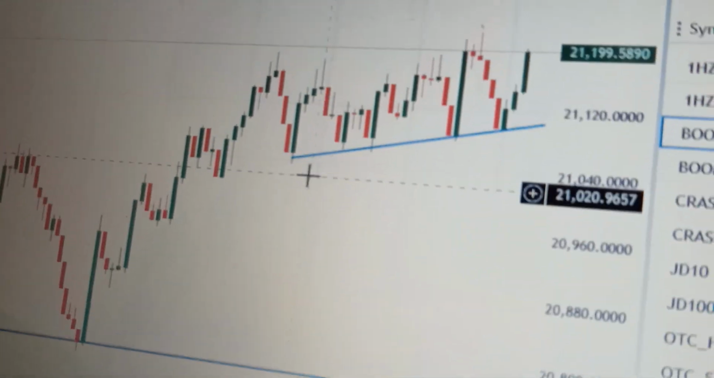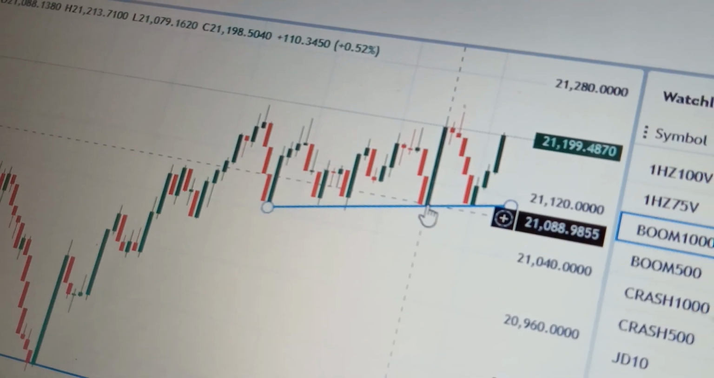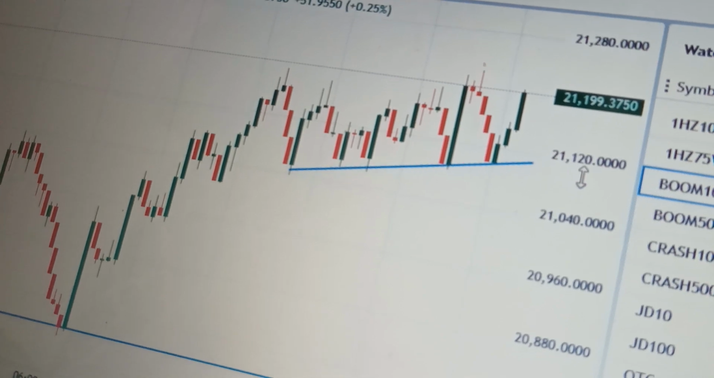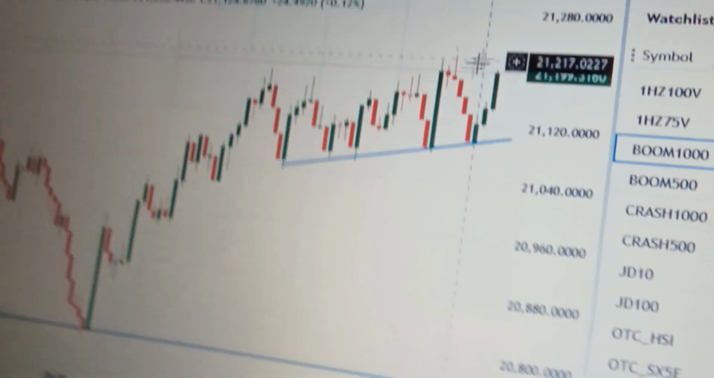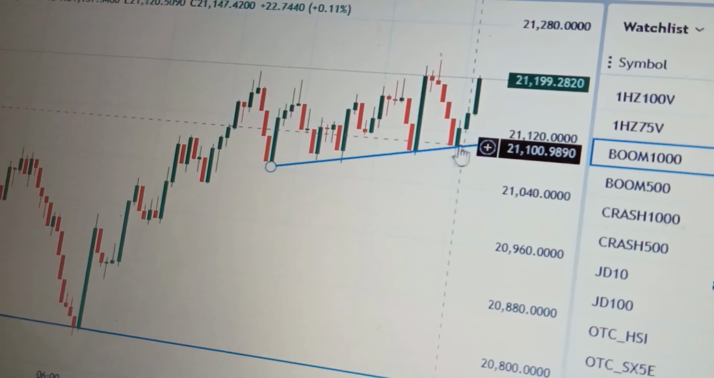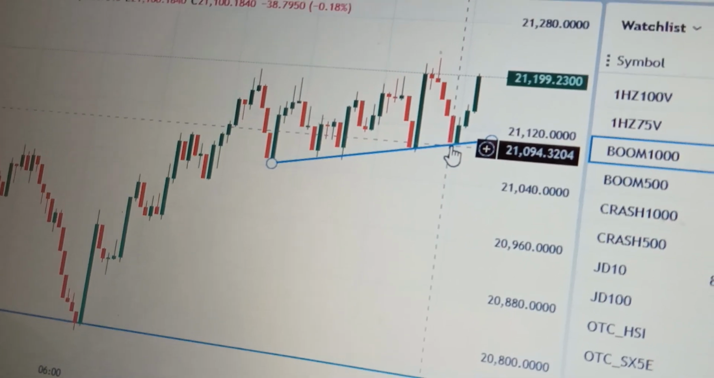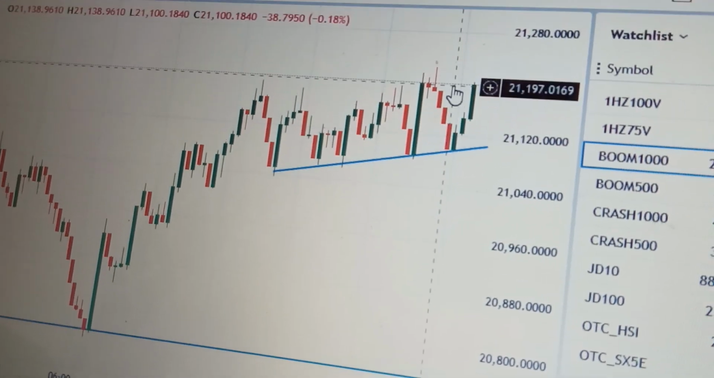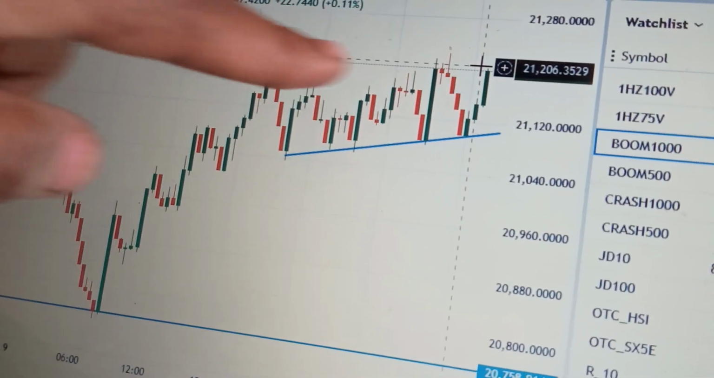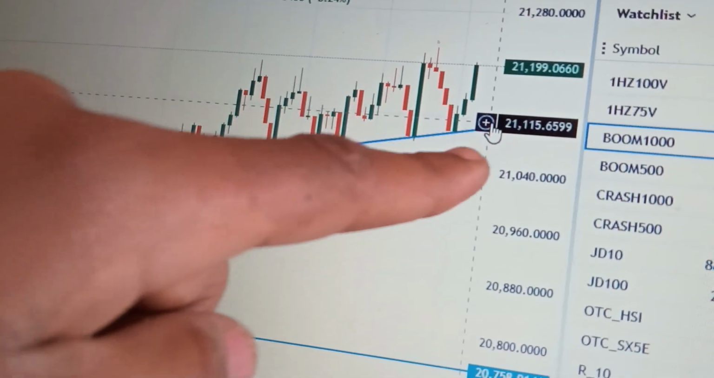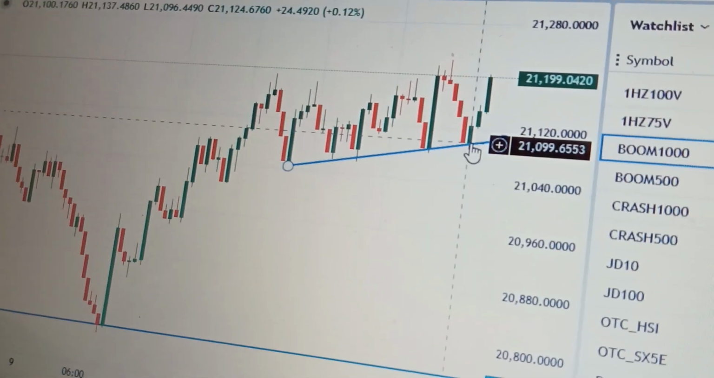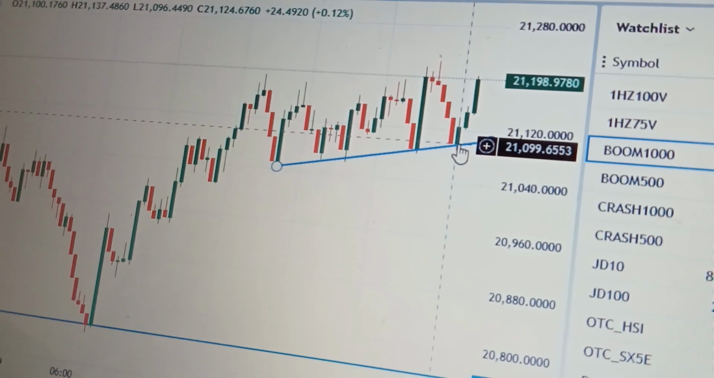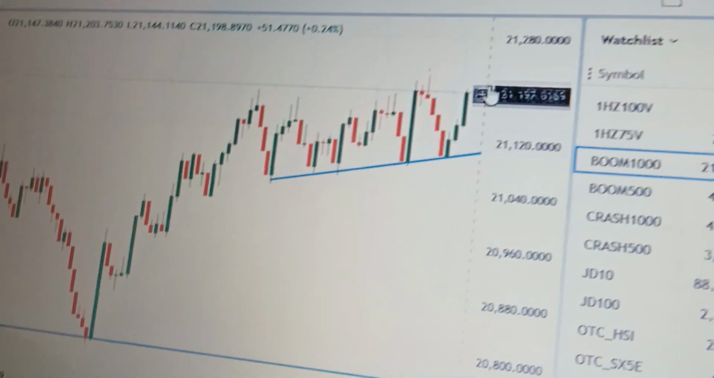So you can look for entries around this point, around what level? Around 21,120. You're going to wait for the market to come down to this level, around 21,100. Since the market is already on an uptrend, we're not going to enter around this place, because you might enter and then it comes back to our level here. So we'll wait for the market to come to this level, 21,099, and then we take a buy position.